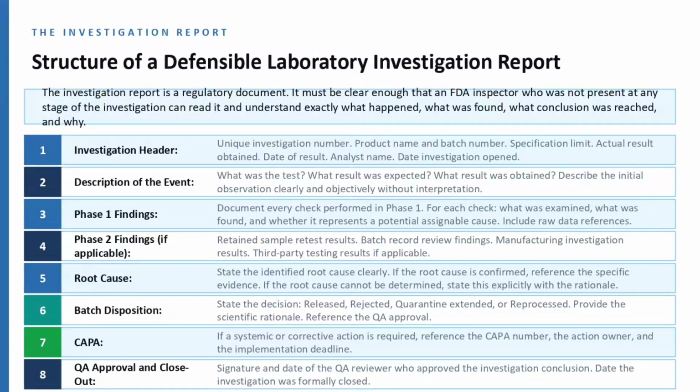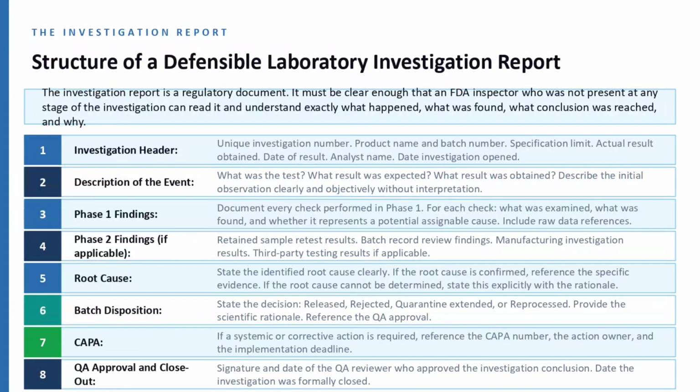The report has 8 defined sections. Section 1 is the investigation header. Unique investigation number, product name and batch number, specification limit, actual result, date of result, analyst name, and date the investigation was opened. Section 2 is the description of the event. What test was performed? What result was expected? What result was obtained? This must be objective and factual. No interpretation at this stage.